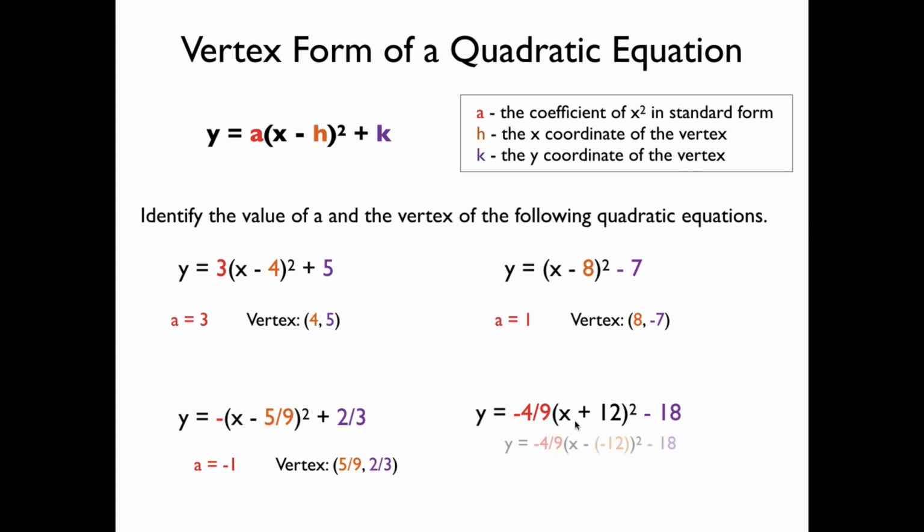First, we can reinterpret this as x minus something. So every addition problem can be reinterpreted as a subtraction problem. So remember, addition is equivalent to the subtraction of a negative value. So this could be read as x minus negative 12. Looking at it this way, the x-coordinate of our vertex is negative 12, and the y-coordinate is negative 18. And of course, the value of a is easy to identify here. It's negative 4/9. So a is negative 4/9, and the vertex is negative 12, negative 18.